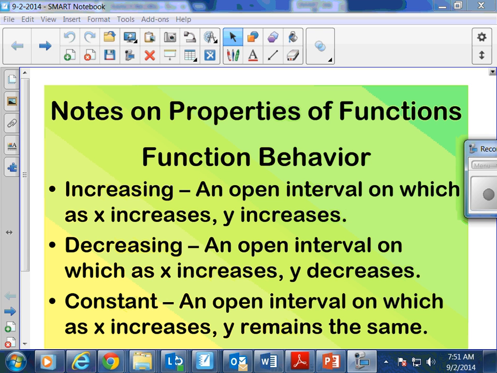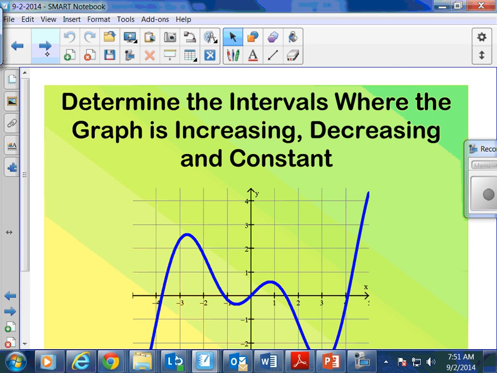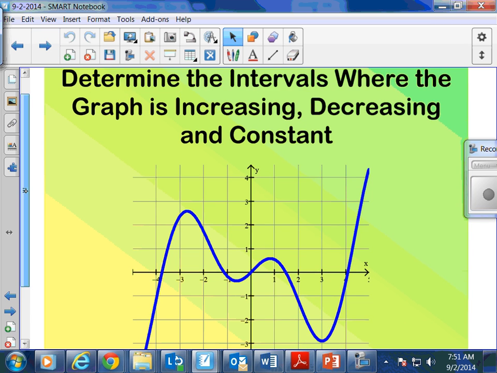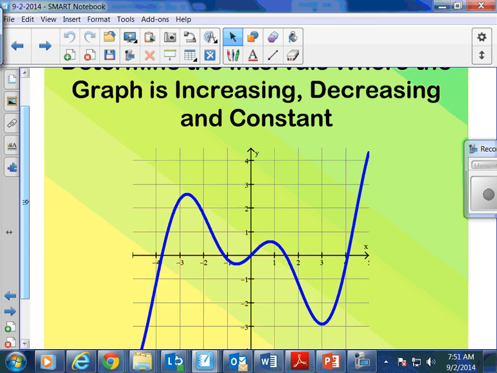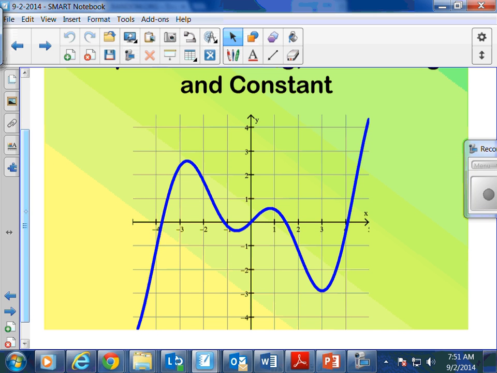Okay, great, class. Now that you've had time to write these definitions, let's look at a function and identify the increasing, decreasing, and constant behaviors of this function. Let me show you this function, and the same thing, I want you to copy this. So I want you to graph this. I'll give you a little bit of time, and I'll pause the video again to give you time to graph this.